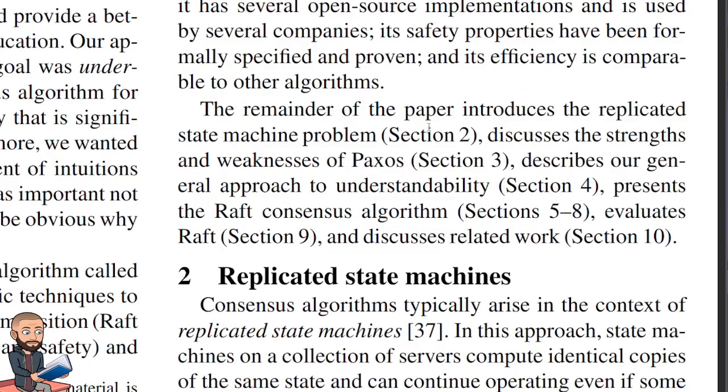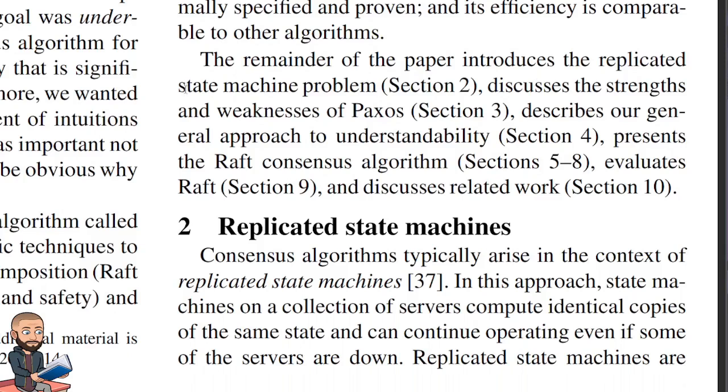The remainder of the paper introduces the replicated state machine problem, which is in section 2, discusses the strengths and weaknesses of Paxos, which is in section 3, describes our general approach to understandability. I'll probably be skipping section 4, and then presents the Raft consensus algorithm in sections 5 through 8.